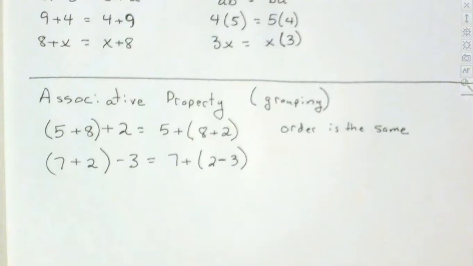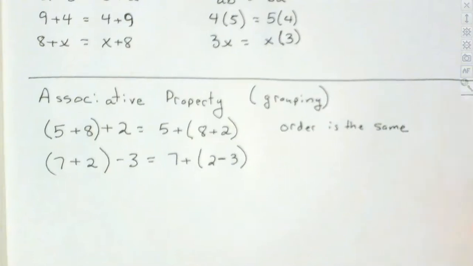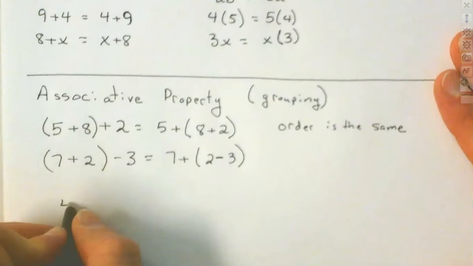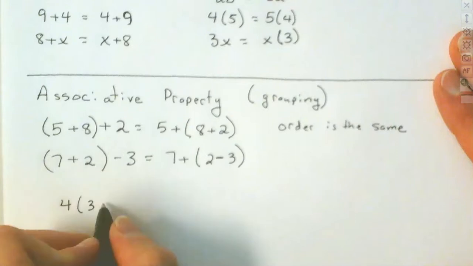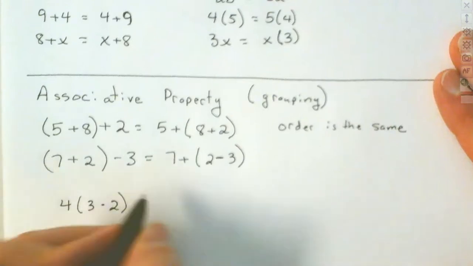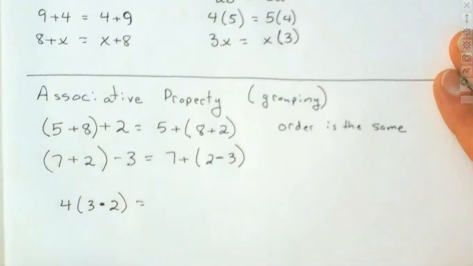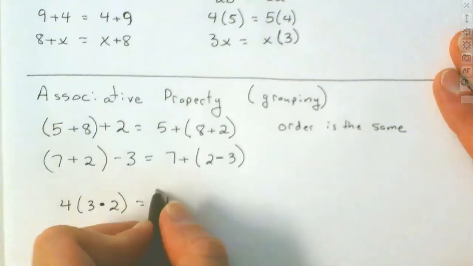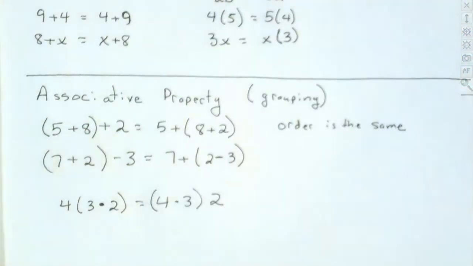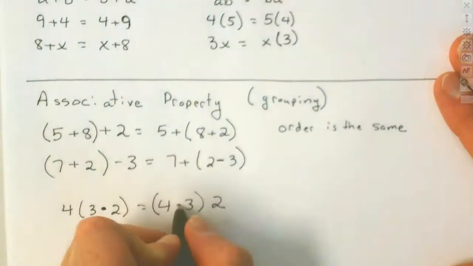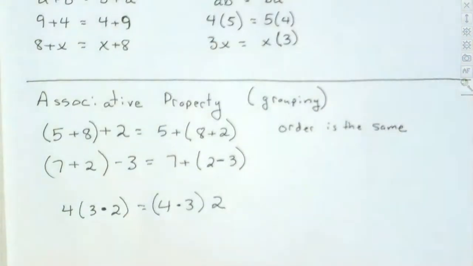The associative property can also be done for multiplication. 4 times 3 times 2 is the same, and that's a multiplication dot there. It's going to be the same as 4 times 3 times 2 at the end. You can change the grouping. I did not change the order. So when we talk about the associative property, we are looking at the grouping, not the order.